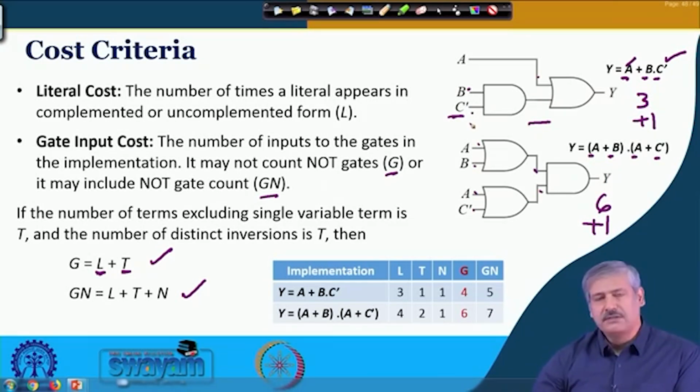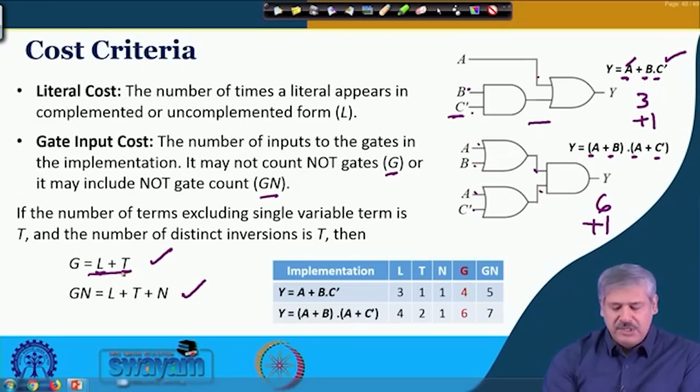In the other case, how many literals are there? 4, you have already seen, right? And how many terms are there? There are 2 terms, one sum term and another sum term. So, 4 plus 2, 6 is the gate input cost, and we have counted that 6 is the gate input cost. So, that is how we can get the gate input cost just by looking at the expression, without going for a physical realization or drawing of the logic circuit.